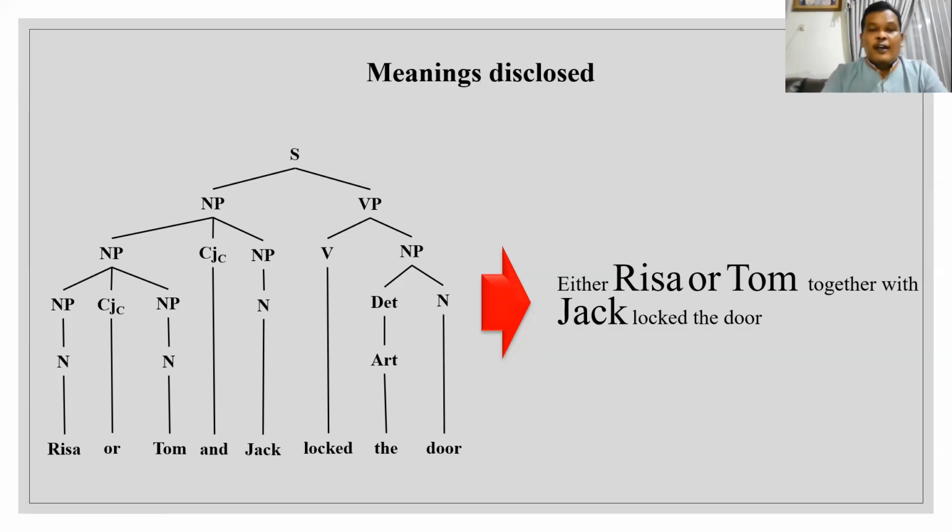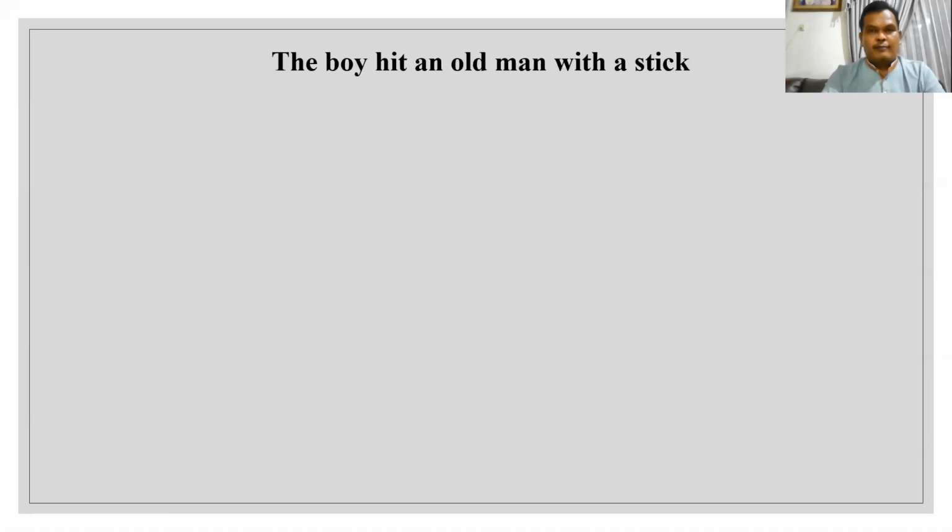Now, let's see the other example of ambiguity that can be solved by using a tree diagram. Now, please study this sentence: The boy hit an old man with a stick. What do you think of the meaning of this sentence? The boy hit an old man with a stick.